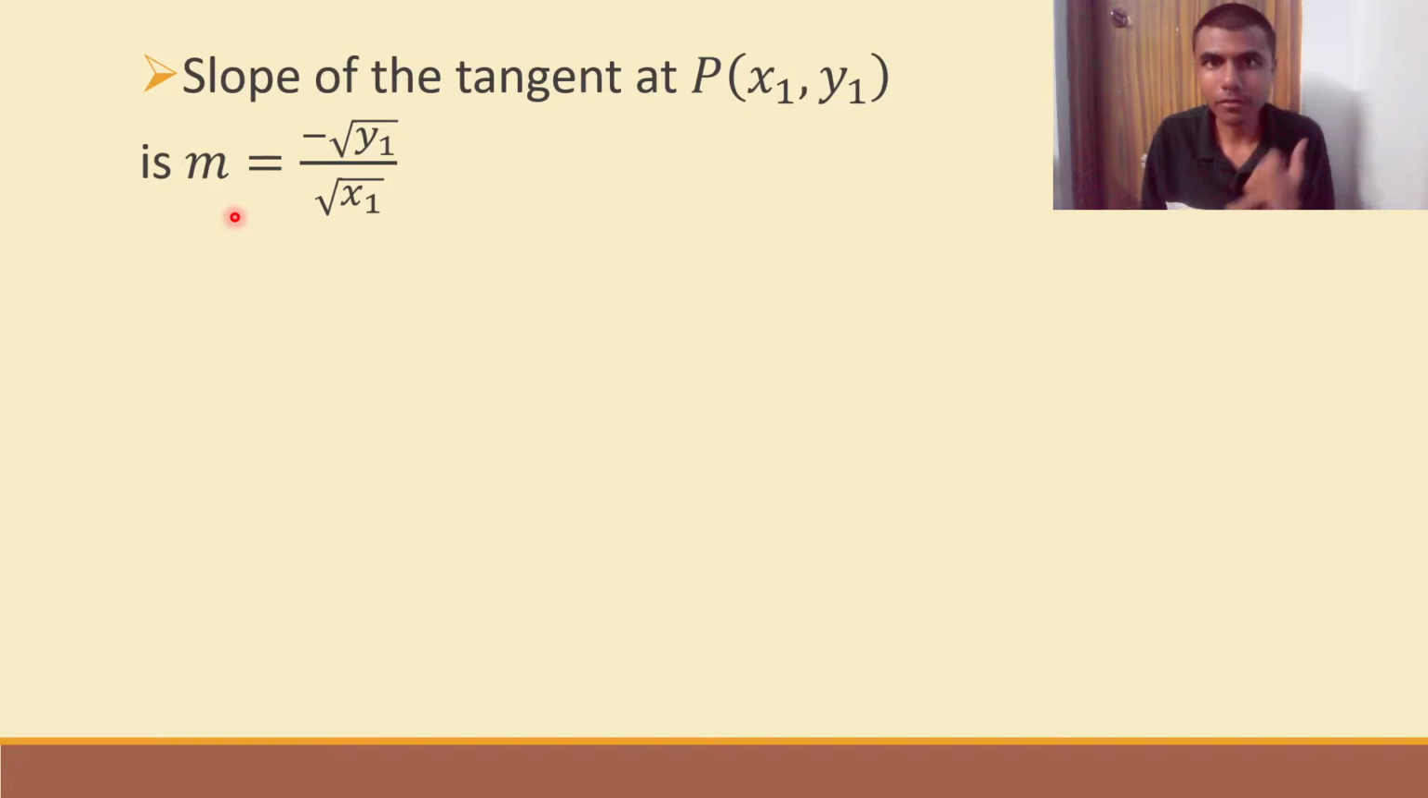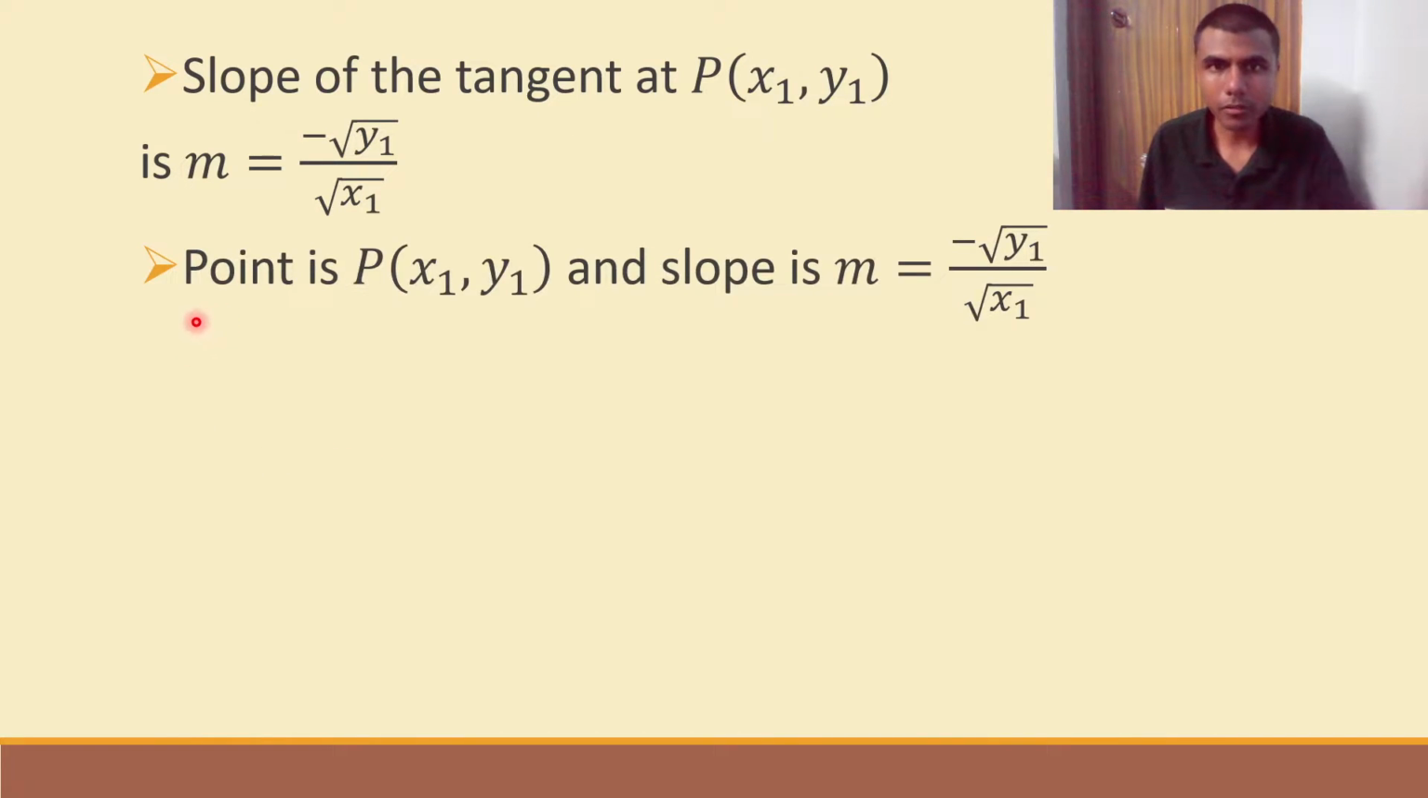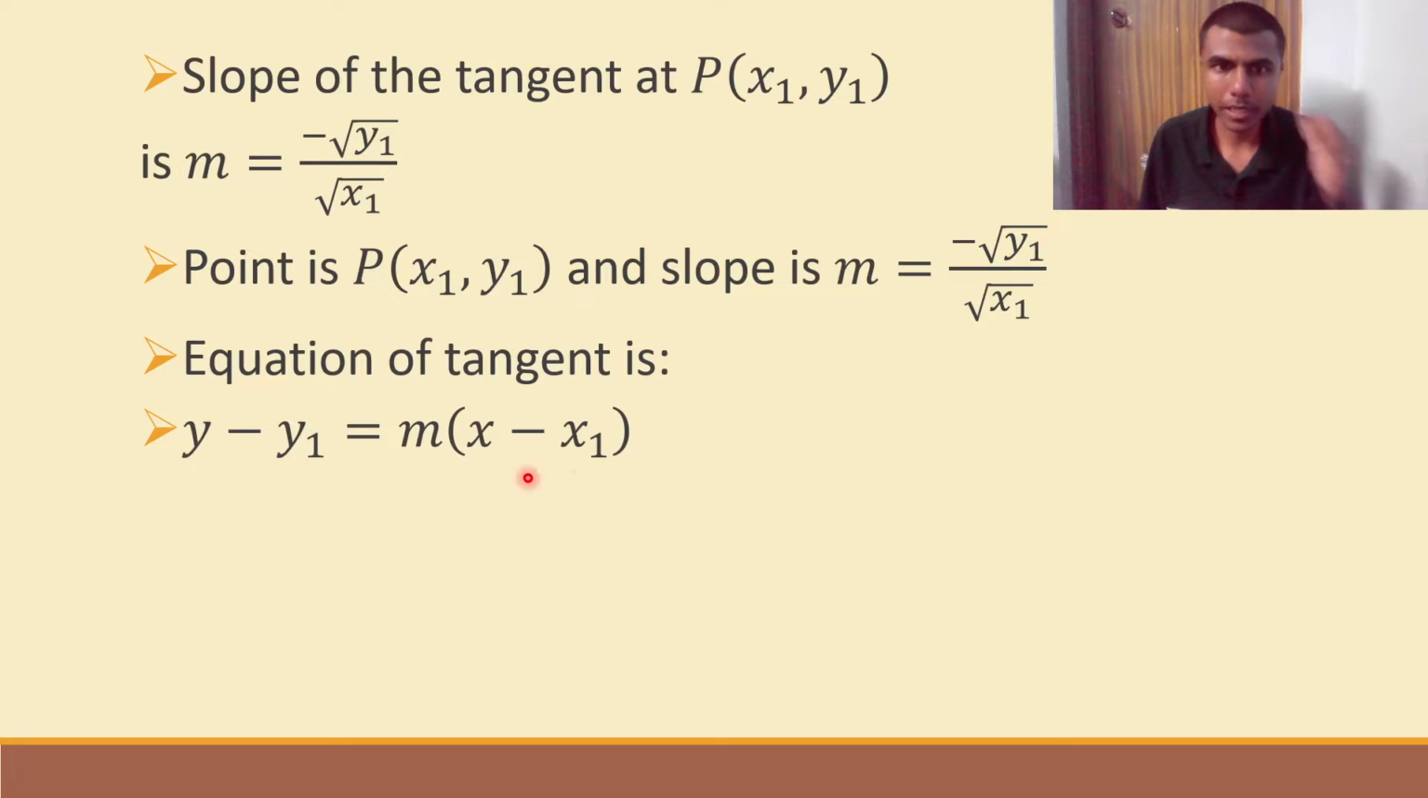Now I got my slope. As you have learned in straight lines, I have the slope of the tangent. I also have the point at which the equation of tangent needs to be found out. So using slope point form, the point is P(x1, y1) and the slope is m equal to minus root y1 by root x1. What is that? y minus y1 is equal to m into x minus x1.